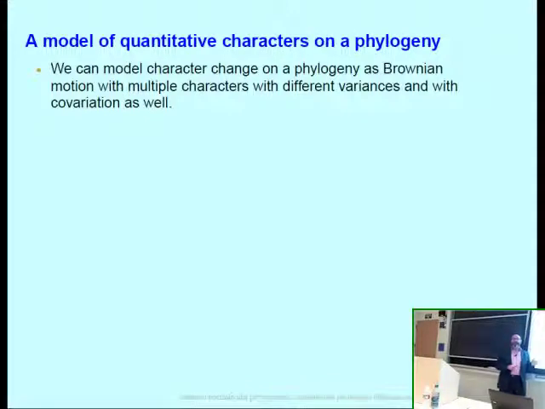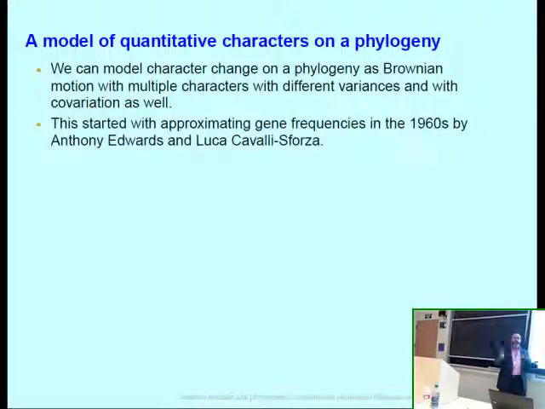The use of Brownian motion models for quantitative characters started out with the case of gene frequencies in the 1960s by Anthony Edwards and Luca Cavalli-Sforza, who wrote tremendously pioneering papers on the inference of phylogenies. They introduced the first parsimony method, they introduced the first likelihood method, and they almost introduced the first distance matrix method, but they waited 3 years to publish that. And Walter Fitch had slightly scooped them by the time that they did.